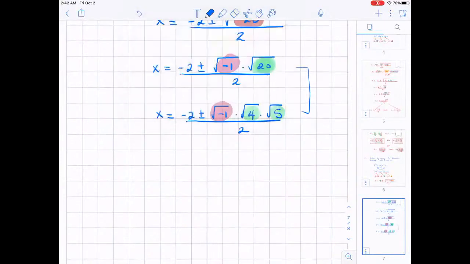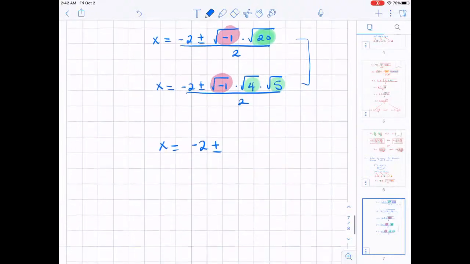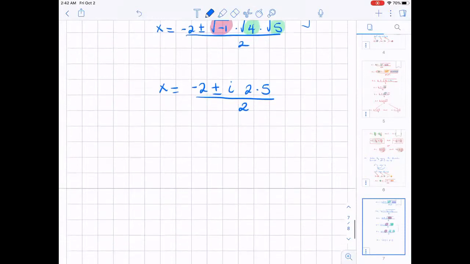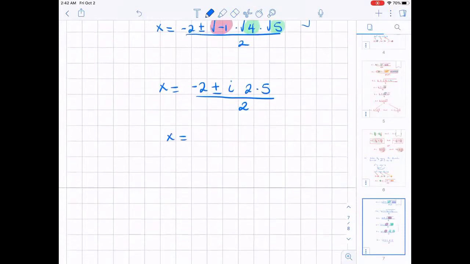So we have now x is equal to minus 2 plus or minus the square root of negative 1 is i, and then the square root of 4 is 2, times 5 over 2. And usually we write that as minus 2 plus or minus 2i root 5 over 2, because they're all multiplication, right? Order doesn't matter.